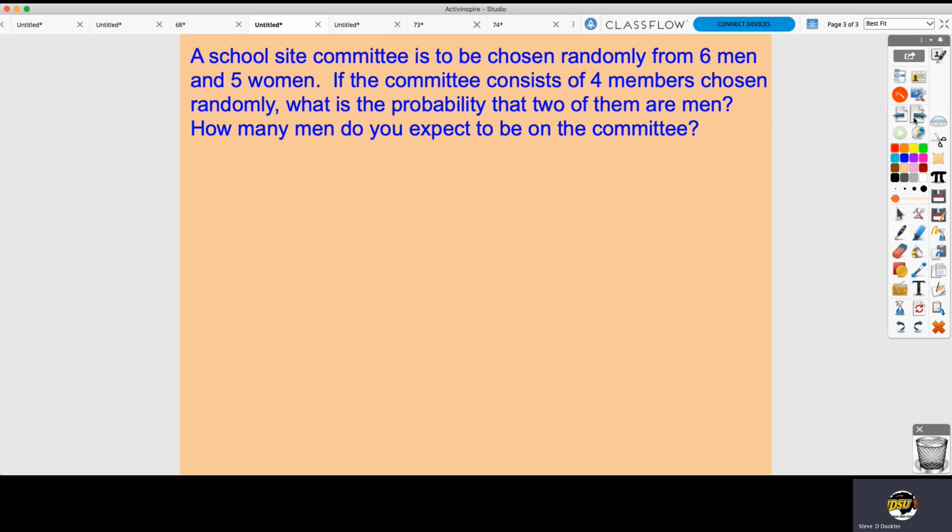We've got a school site committee that is to be chosen randomly from 6 men and 5 women. If the committee is going to consist of 4 members chosen randomly, what's the probability that 2 of them are men?